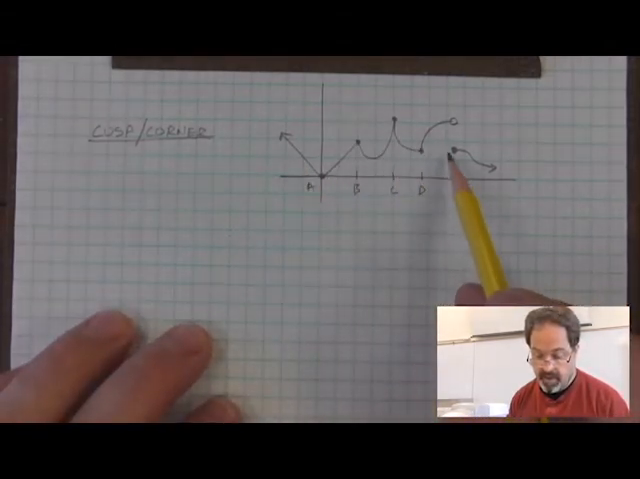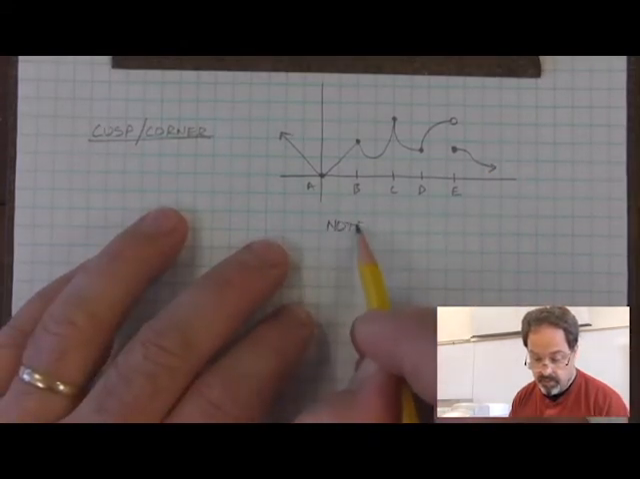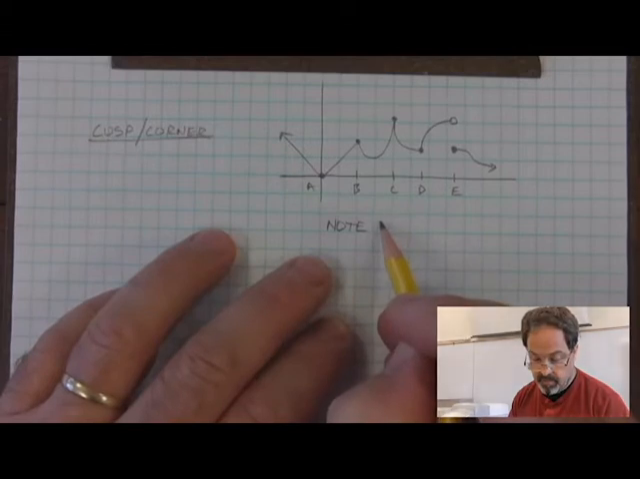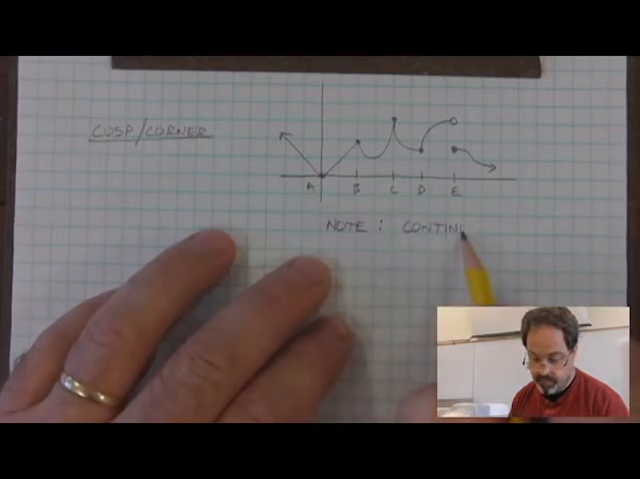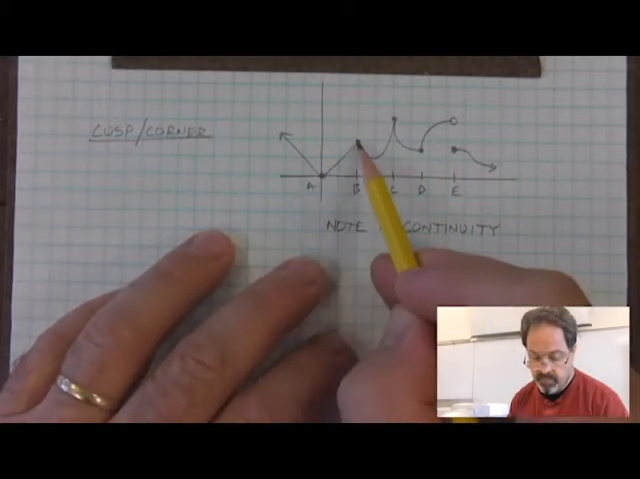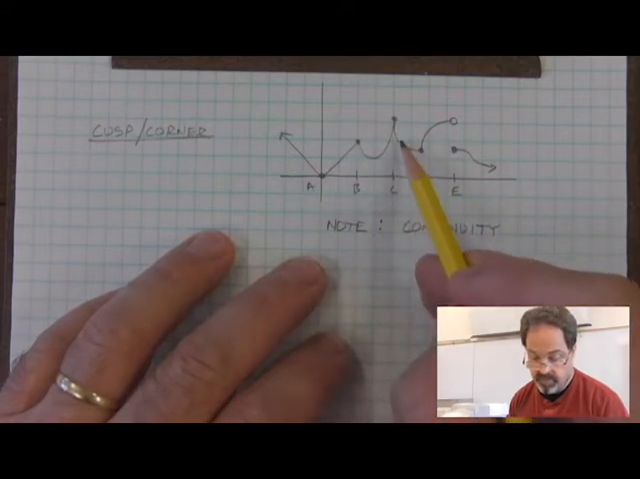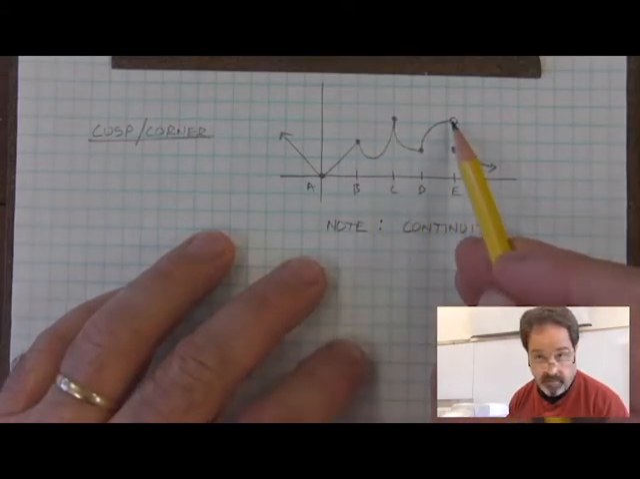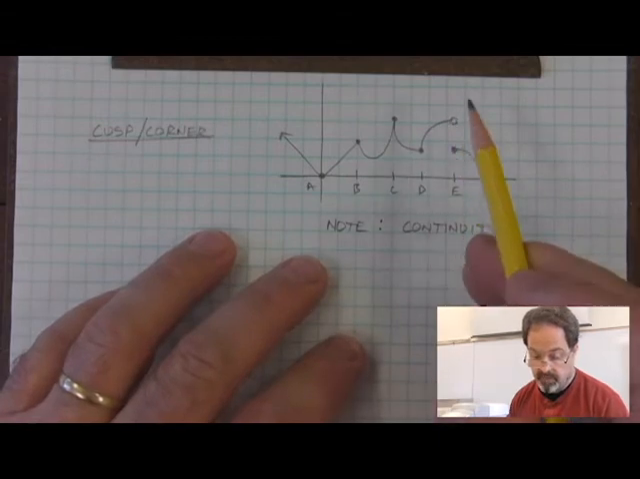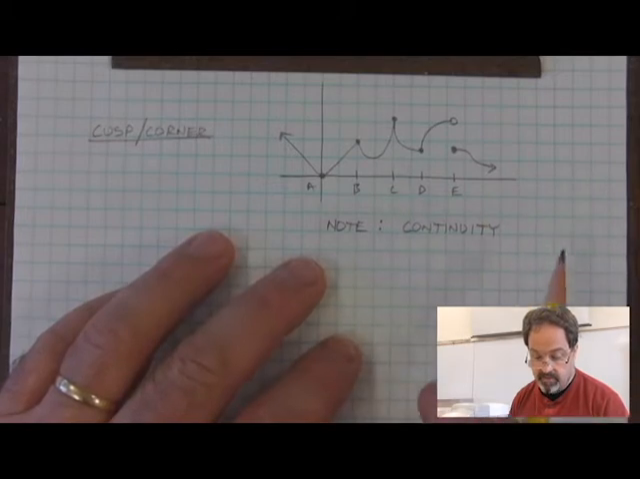What's happening at these corners? Note that at every place that there is a corner, we have continuity. Drawing this piecewise function, even though I have to take a sharp turn at these corners at A, B, C, and D, it's still continuous at those locations. I have to lift my pencil and keep drawing E. E is not a corner.